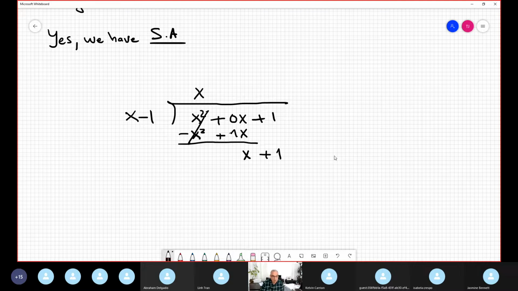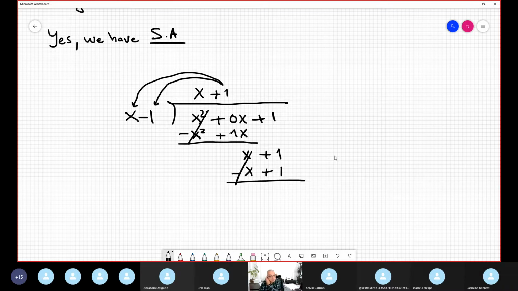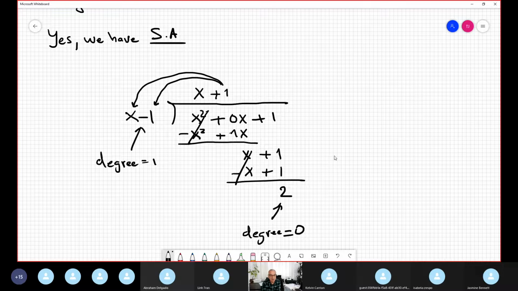Plus 1, because 1 times x is exactly the same we need, is x. And 1 times negative 1 is negative 1. By subtracting, you change the sign. This is cancelled, and this is 2. Okay, so I finish the division because the degree of this guy is 1, the degree of this guy is 0, and the degree of the remainder is less than the degree of the divisor.